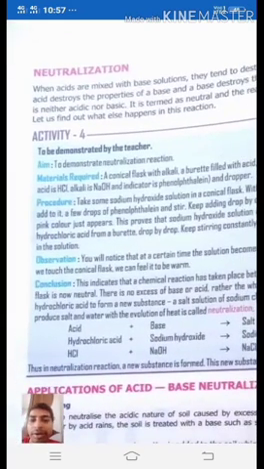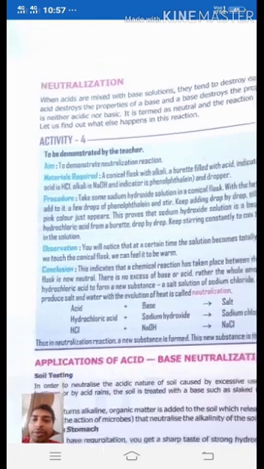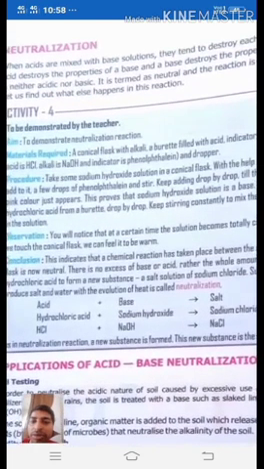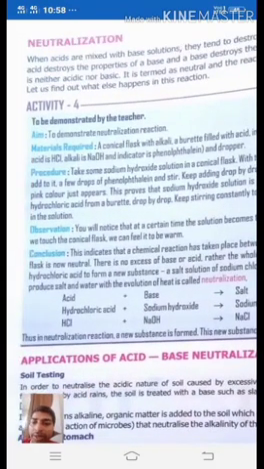Let us find out what else happens in the reaction. What happens exactly when acid and base react with each other? They form a salt. This reaction is called the neutralization reaction. Right, here one activity is given to demonstrate and understand this.